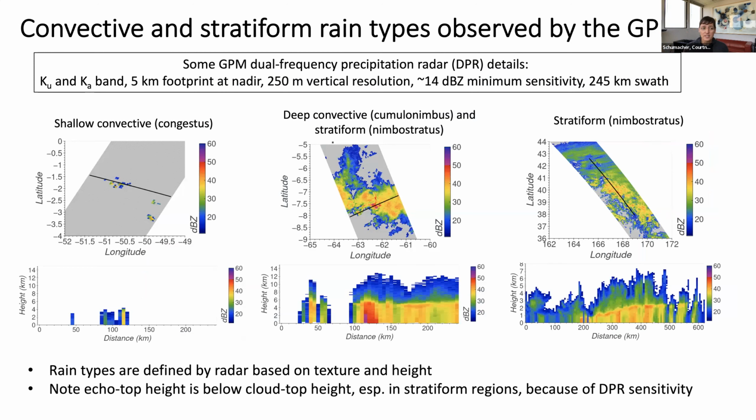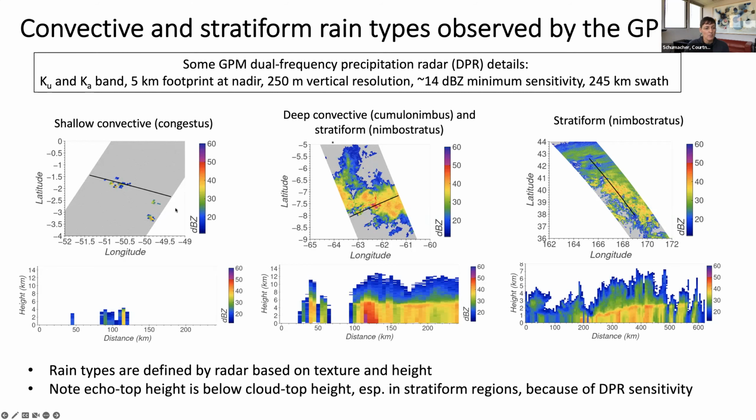It's got a dual frequency Ku, Ka band. It's similar to the PR in that it has a 5-kilometer footprint and 250 meter vertical resolution. It's got a better sensitivity, about 14 dBZ. And then the swath width is similar to TRMM after the boost, 245 kilometers.